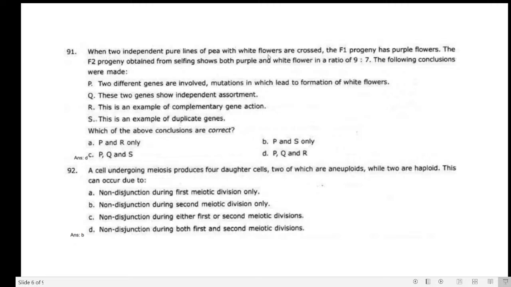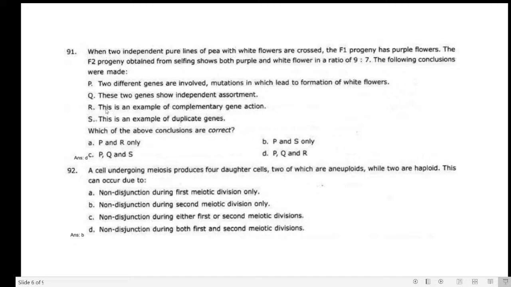mention the pure lines of pea with white flowers are crossed. The F1 generation has a purple color, and F2 generation obtained by selfing shows both purple and white. So this is the second generation. The ratio is 9:7. The following conclusion is made.